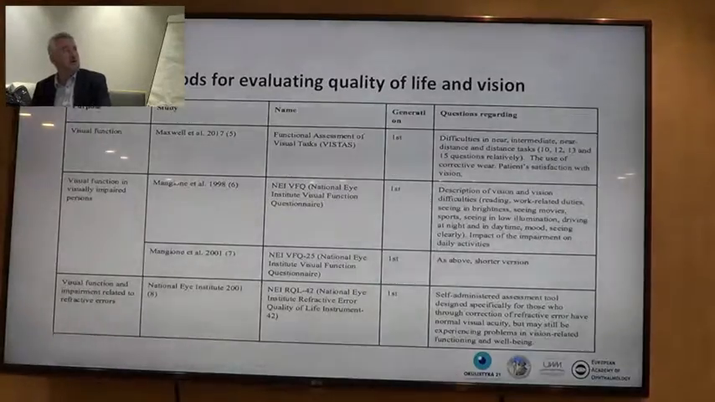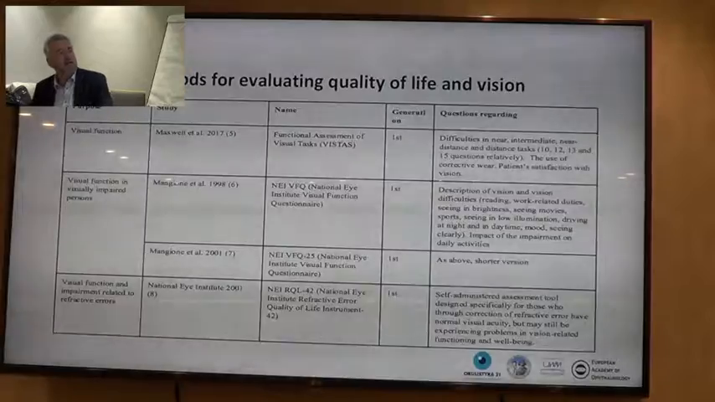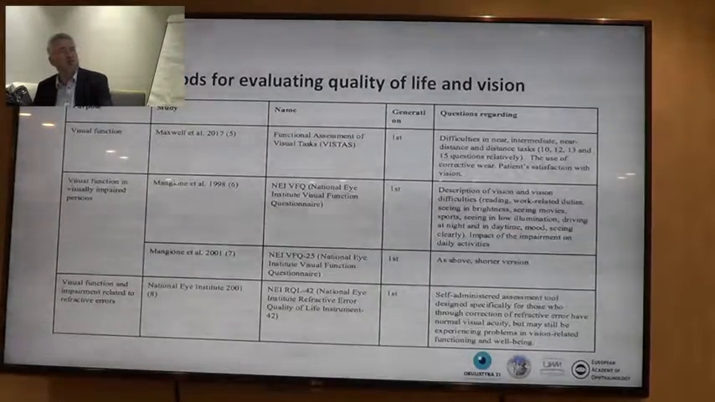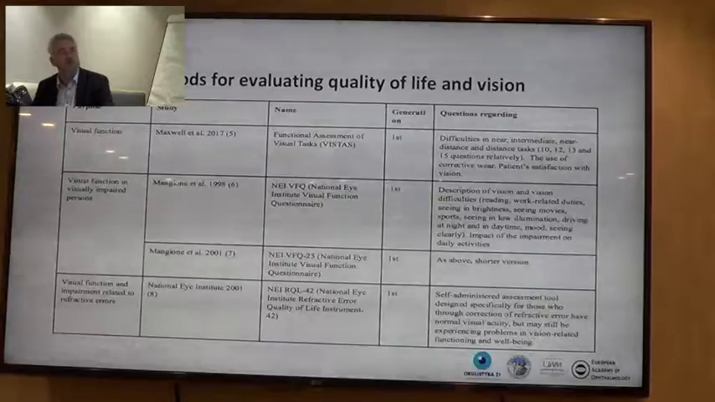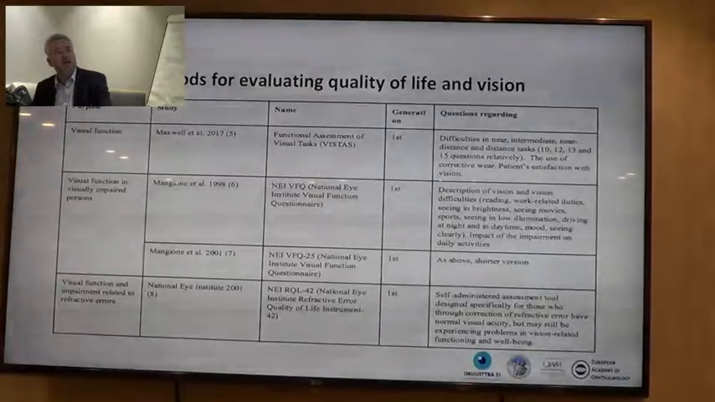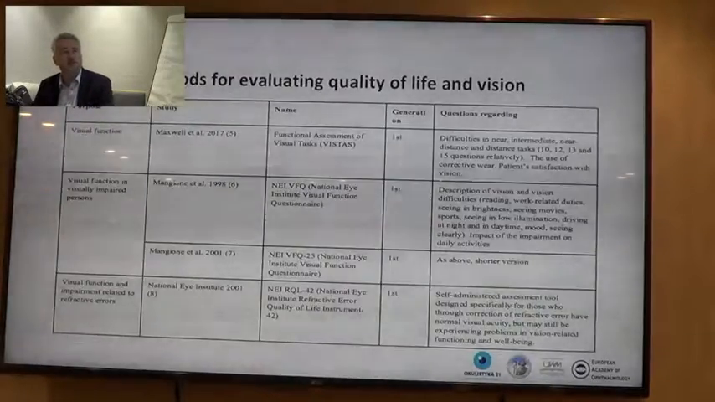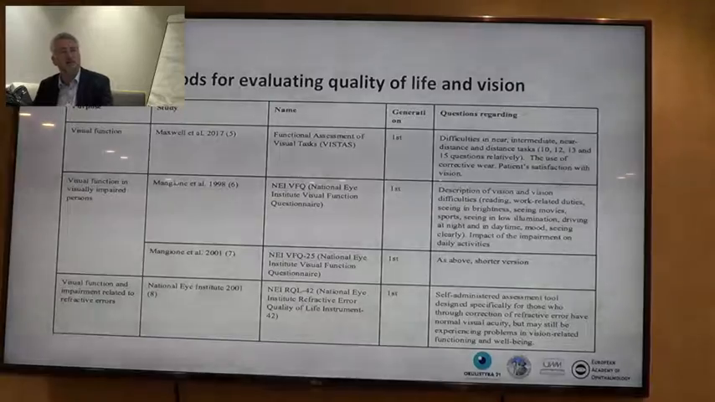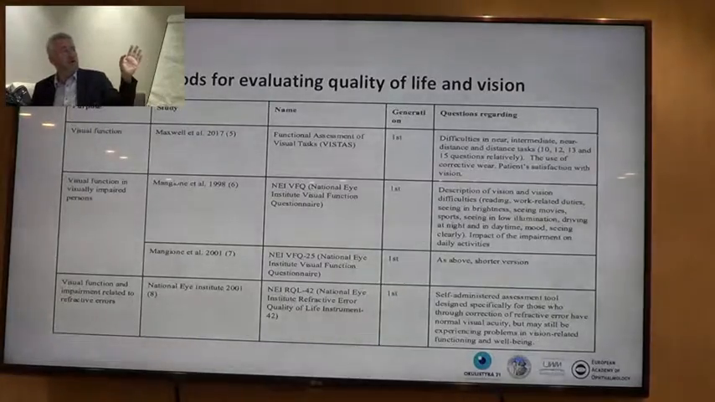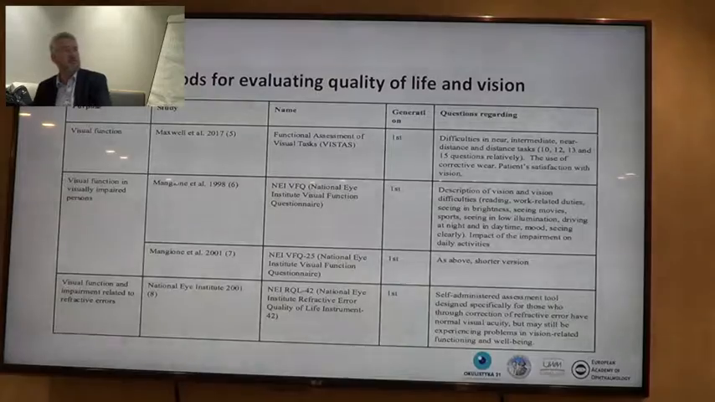there are some questionnaires to evaluate visual function, like, for example, the Functional Assessment of Visual Tasks. It belongs to the first generation of questionnaires, and it includes questions regarding difficulties in near, intermediate, and distant tasks, and so on. Then another group, there are visual function tests, which were prepared to evaluate visual function in visually impaired persons. For example, the National Eye Institute Visual Function Questionnaire also belongs to the first generation.